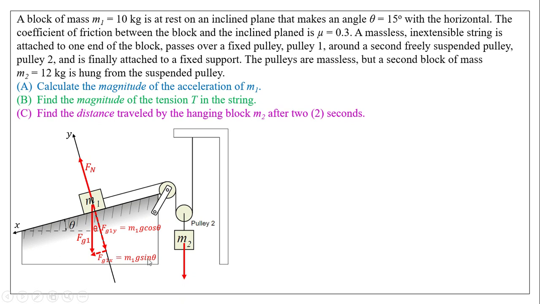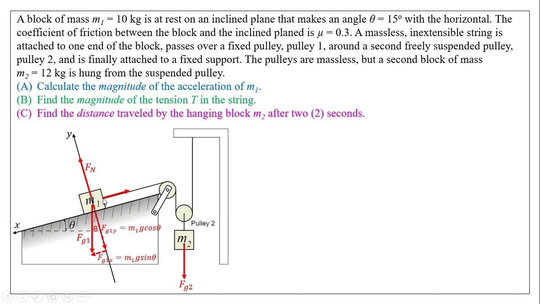Here, m2, because it is the hanging mass, has to have an F of g, or weight, pointing down the page. So I'm just going to call this F of g2. Since we have m1 and m2, I'm just going to differentiate the weight, or the F of g, here by subscript 2. Next thing you should identify is the tension in the string.